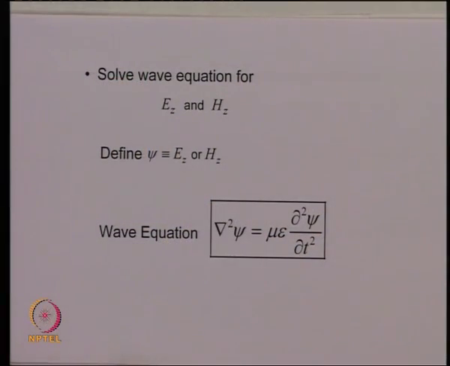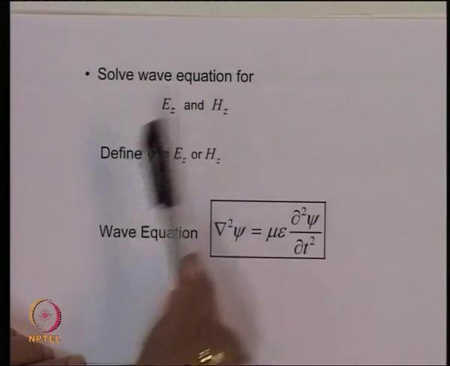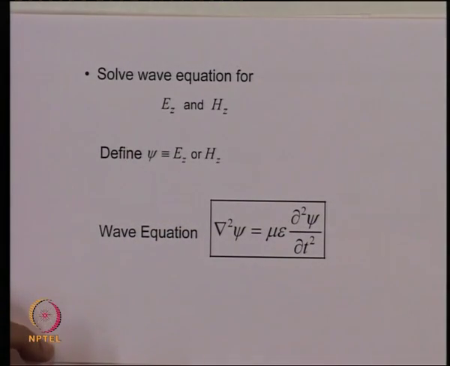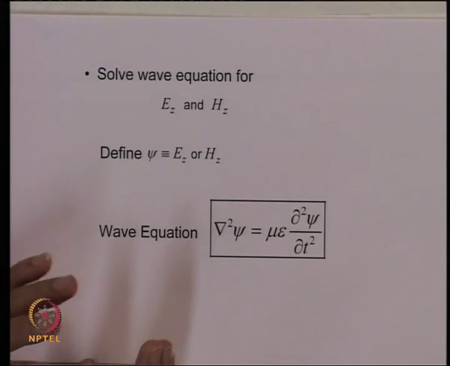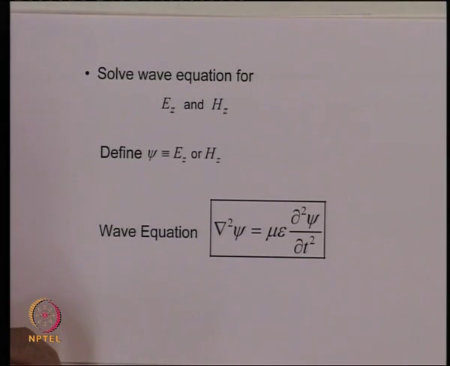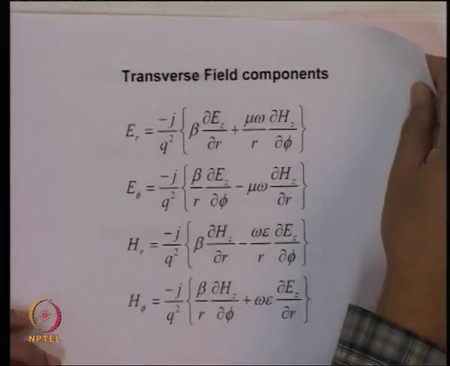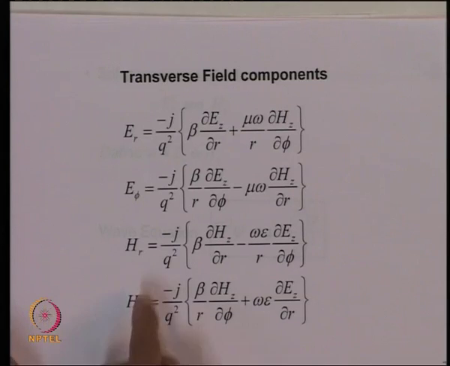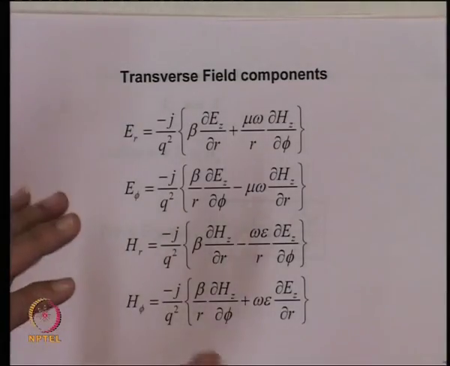With this understanding, now let us try to solve the wave equation for the longitudinal components Ez and Hz. So, the steps involved are as follows. First, you solve the wave equation for Ez and Hz. Once you get Ez and Hz, you go to these expressions and find the transverse components Er, E phi, Hr, H phi. Once you get these components, you apply the boundary conditions at the core cladding boundary, and then you get what is called the characteristic equation for a particular mode.